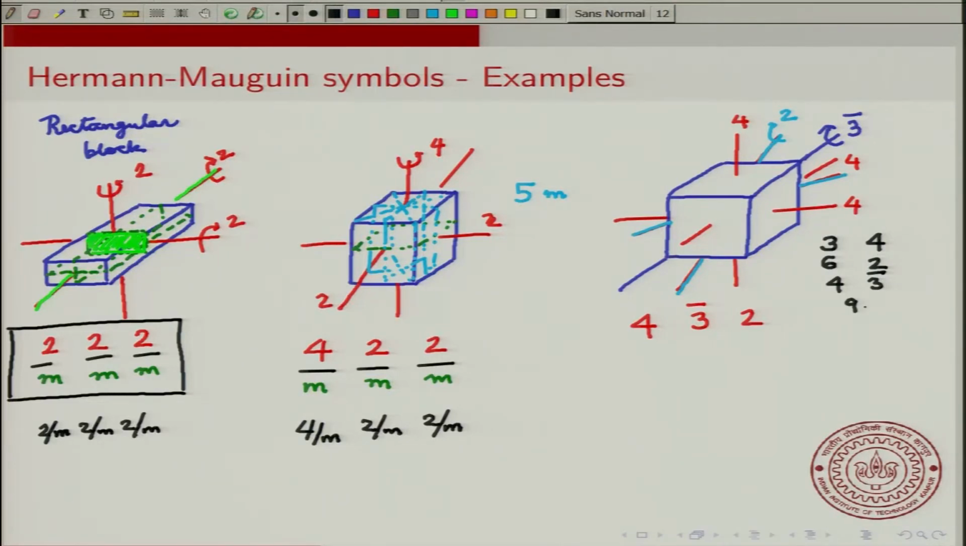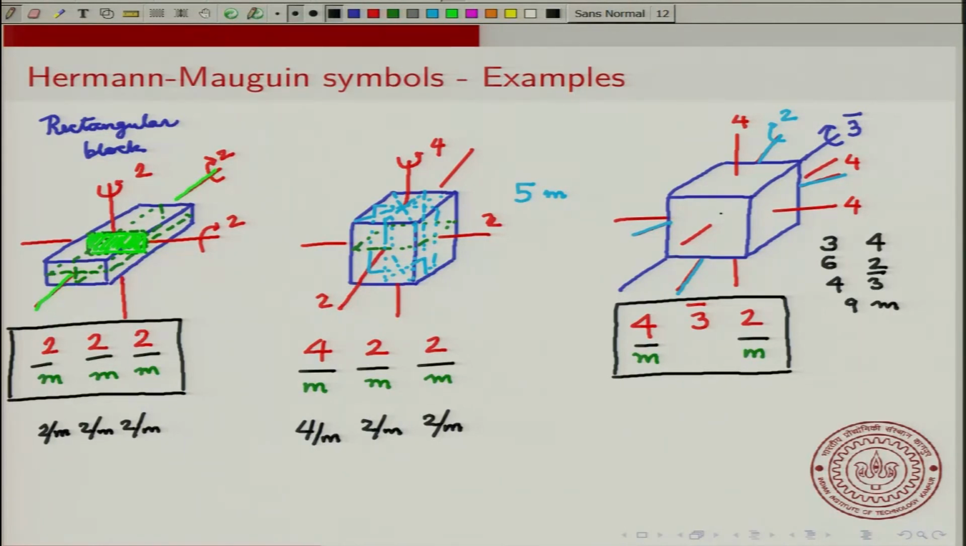You have 9 mirrors. And the mirrors are actually perpendicular to the 4 axis and the 2 axis. There is no mirror perpendicular to the 3 bar roto-inversion axis. So you can put slashes here, put the mirrors, and this is the space group symbol. So now you have the symbol for this cube that has a 3 bar instead of a perfect 3-fold rotation. You can think of this as some sort of unsymmetrical cube.